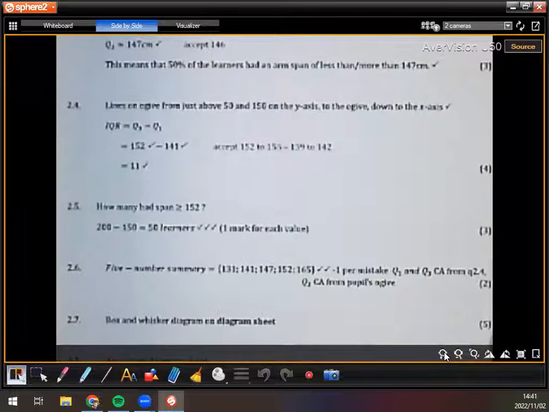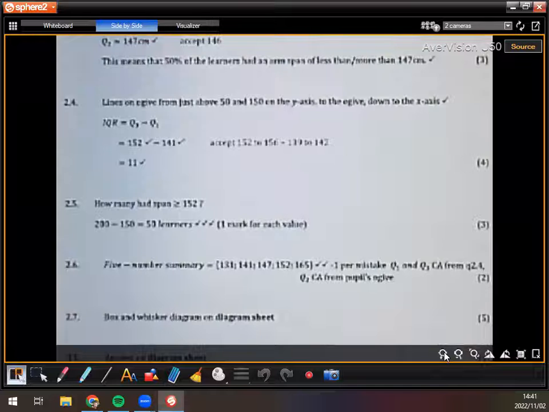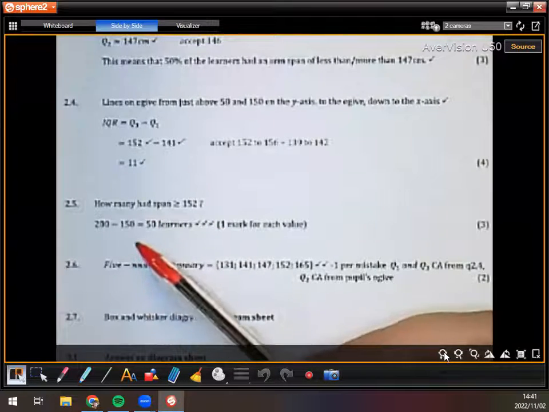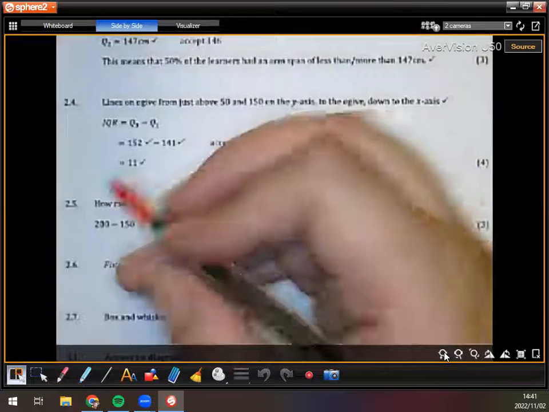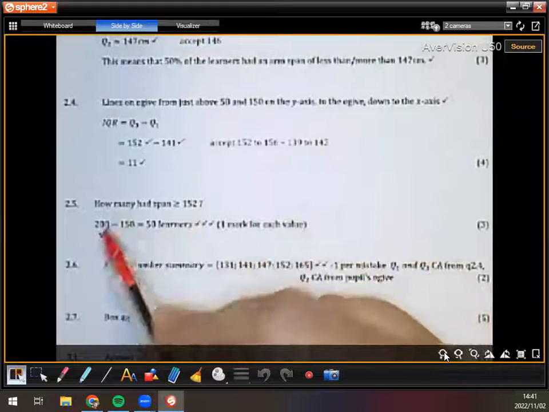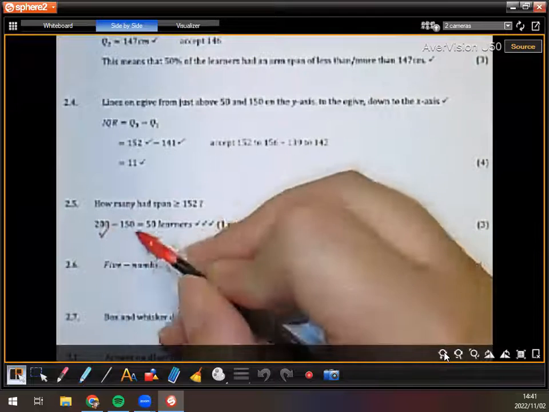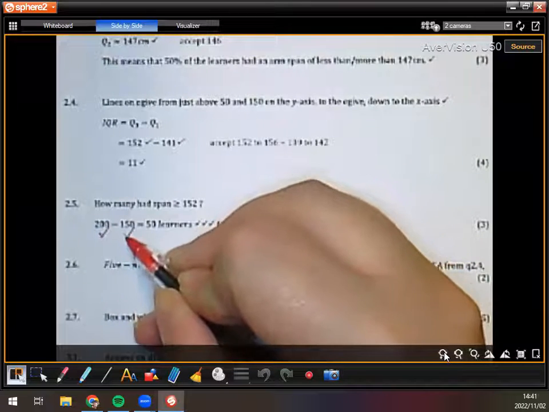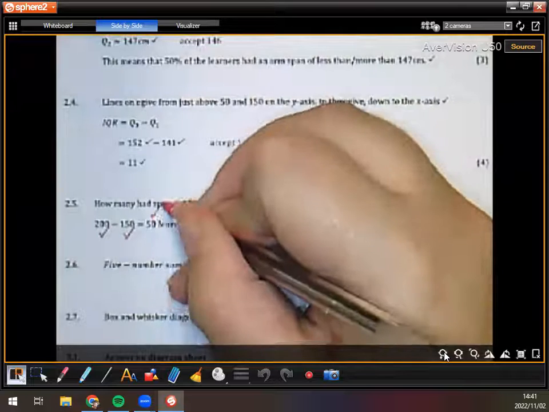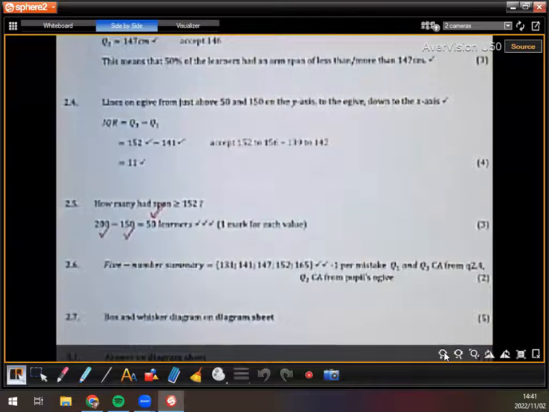Then 2.5, how many had an arm span that was greater than 152? So some of you got like a 45 or something, that's fine. Just depends on how you read it off. So it was basically a mark for the 200, which you did have to have, because that was the total number of people, minus either 150 or 155 or 158. Yeah, 158, I think before I had 148. Something around there, and then a mark for that answer. So it could be slightly off, but it's all right.